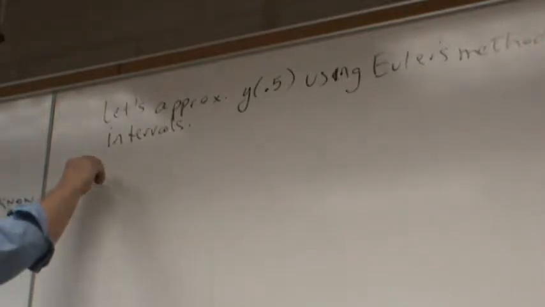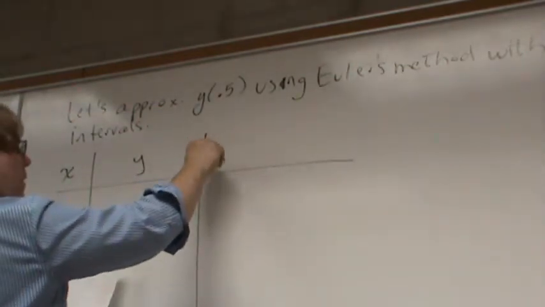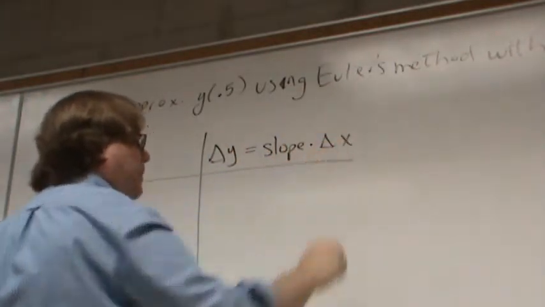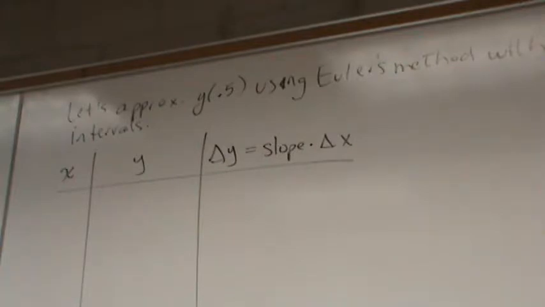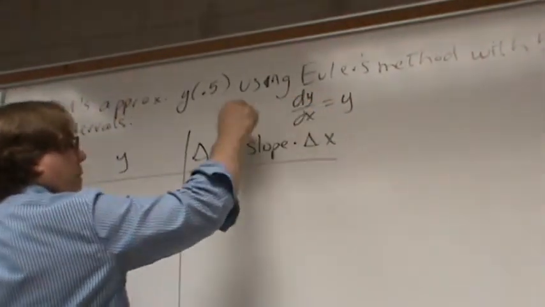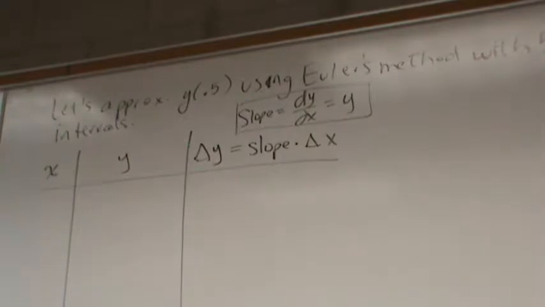So here's what you're going to do. You're going to have x. You're going to have y, and make y pretty wide. And then you're going to have delta y, which is equal to the slope times delta x. Those are the three columns you're going to have. I want to remind you, for this problem, dy/dx is equal to y, and remember, that's my expression for the slope. It's dy/dx, which is equal to y.